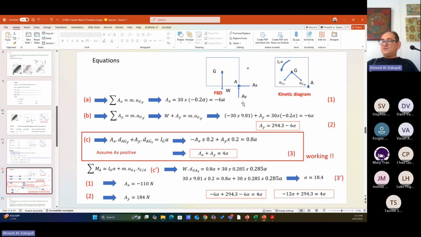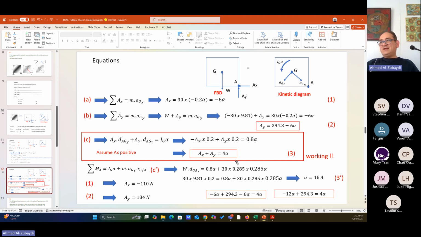And that's it. Forces in the x-axis, forces in the y-axis. We're going to find both reactions in terms of the alpha. Then I need to solve for the alpha. So I will do the moments around the point A or G. This is doing it through the point G.